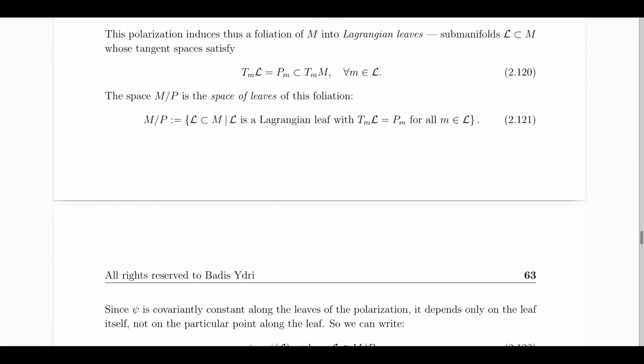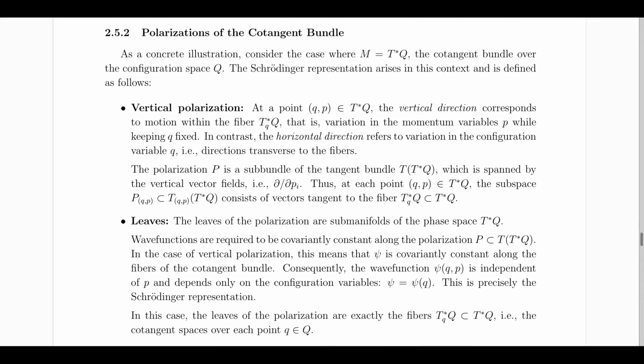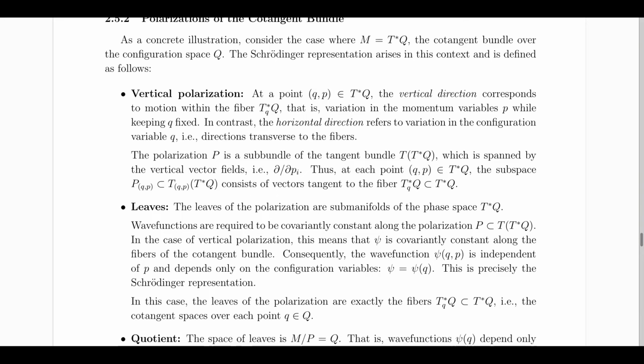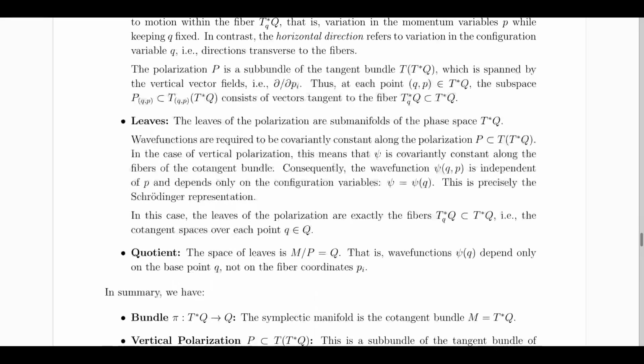Let's see how this works in a concrete case. The cotangent bundle of a configuration space, denoted T star Q. Here, the natural choice is the vertical polarization, defined by the directions along which only momentum varies. This polarization is spanned by vector fields tangent to the fibers of the cotangent bundle. In other words, partial derivatives with respect to momentum.